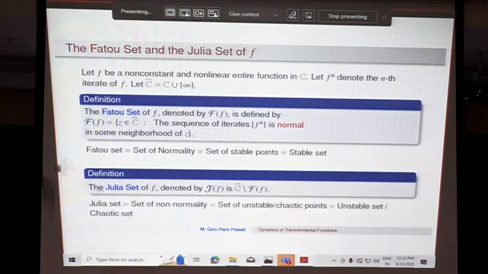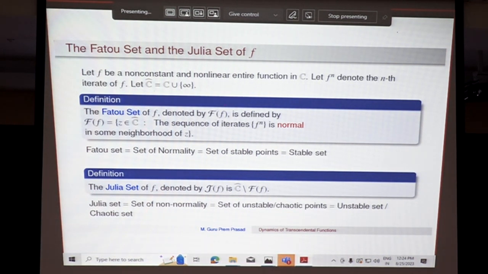Now the basic objects studied in complex dynamics are the Fatou set and the Julia set. How are they defined? The Fatou set of a function f is the set of points z such that the sequence of iterates is normal in some neighborhood of z. Normally we take an entire function, so this sequence of iterates is well defined. If we take a meromorphic function, then we add an extra condition that the sequence of iterates f^n is defined and normal in some neighborhood. And the complement of the Fatou set is called the Julia set.